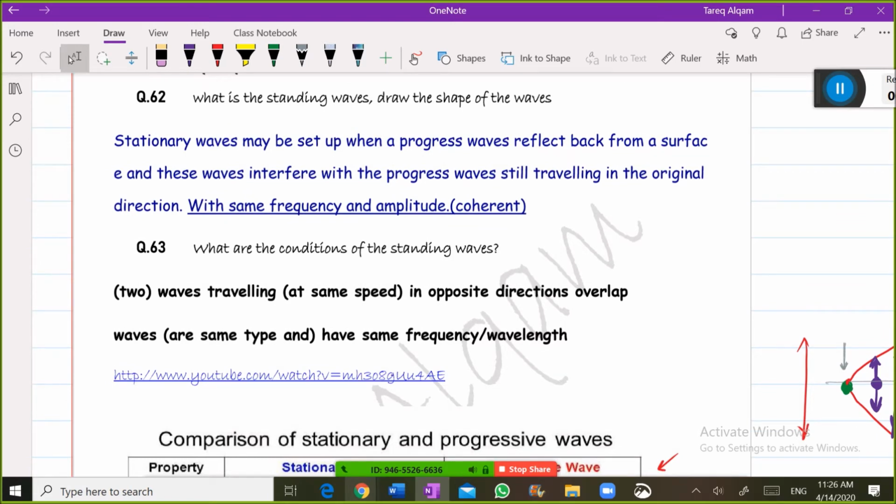Stationary waves, guys, may be set up when a progressive wave is reflected back from a surface, and these reflected waves interfere with the progressive waves still traveling in the original direction with the same frequency and what amplitude?